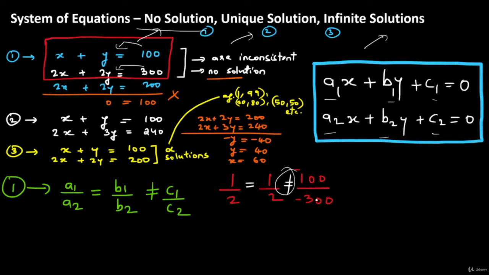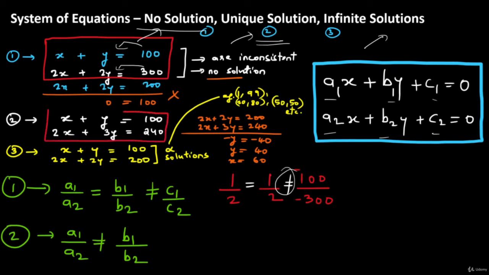Therefore, there will be no solution for this equation. All right, what about the second thing where you have a unique solution? For that, you need a1 by a2 not equal to b1 by b2, and we don't care about c1 by c2. All right, let's analyze it over here. a1 by a2 is 1 by 2 and b1 by b2 is 1 by 3, and these are not equal. Therefore, we have a unique solution for this system of equations.